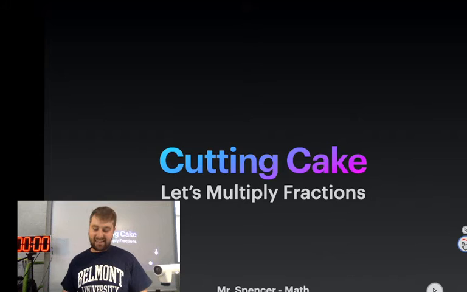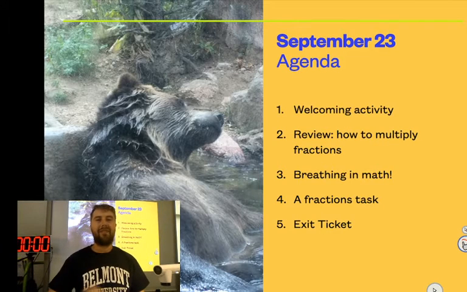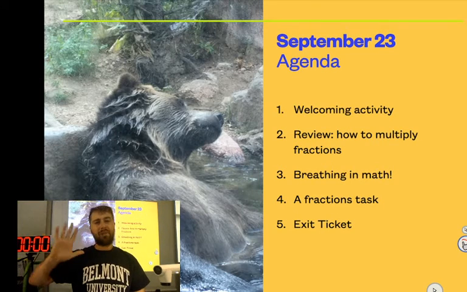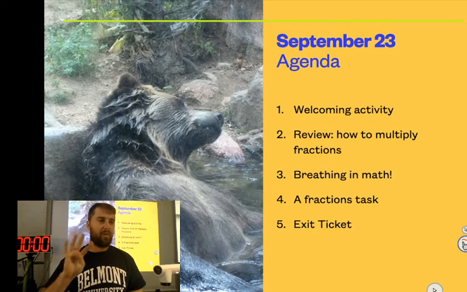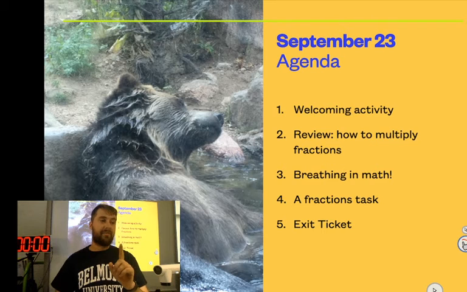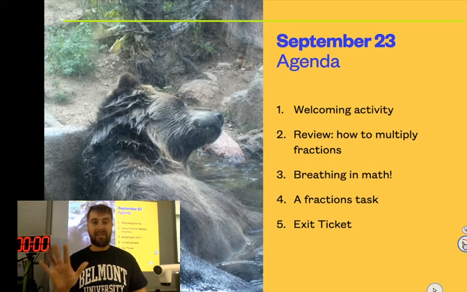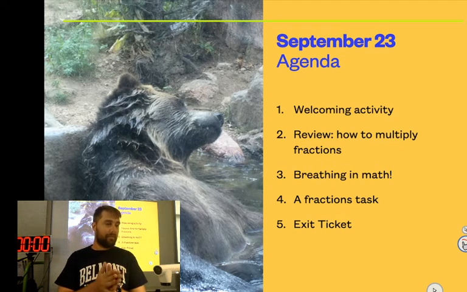Let's start with our agenda for today. There are five things on our agenda, but we're going to go ahead right now and cross off number five, so that only leaves us with four things. We're crossing out number five because five has become a part of four. The first thing, we will have a welcoming activity.